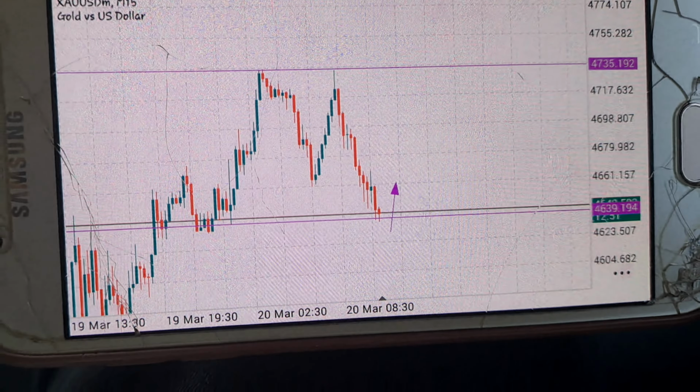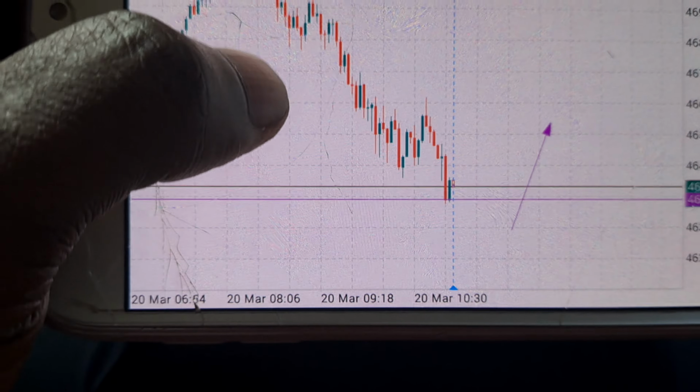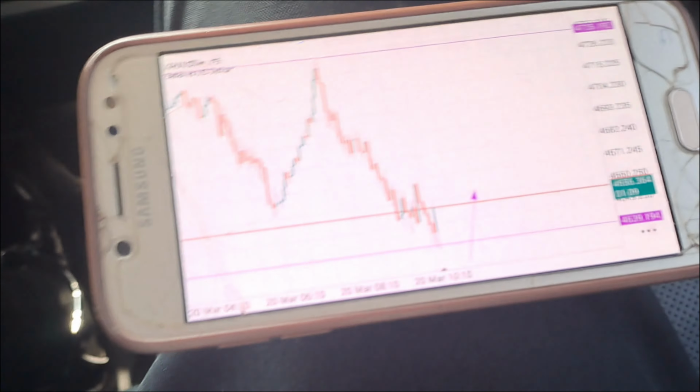So let us see. I'll be updating you more about this trade. We're just waiting for a confirmation. Let me go back to the lower time frame because I don't want this entry to pass me. Okay, let's just wait. I'm hoping for the best. Let me show you why I'm saying I'm hoping for the best.